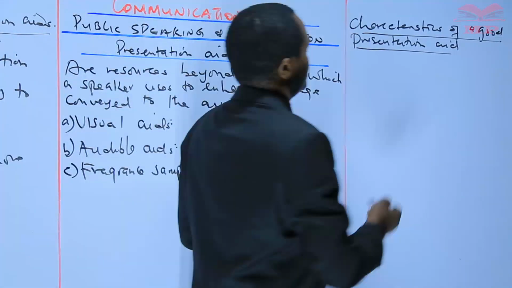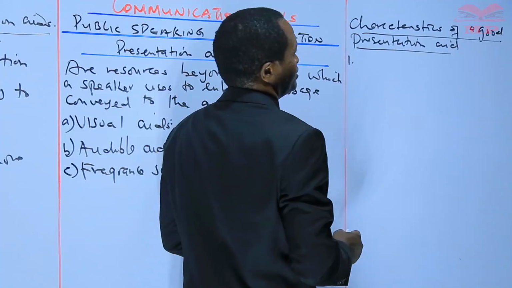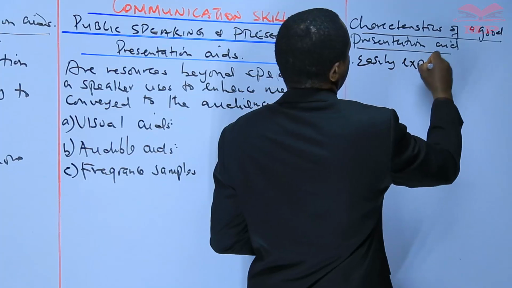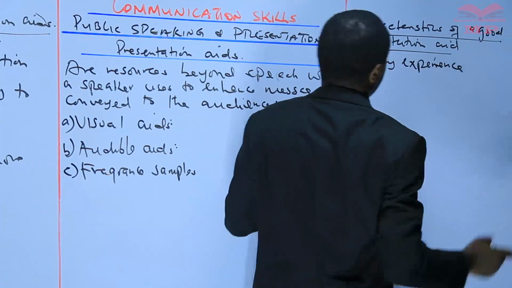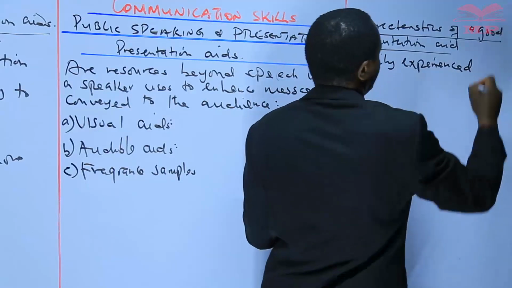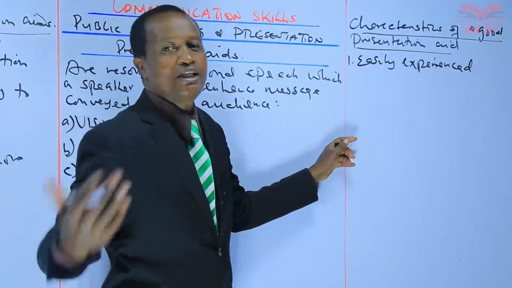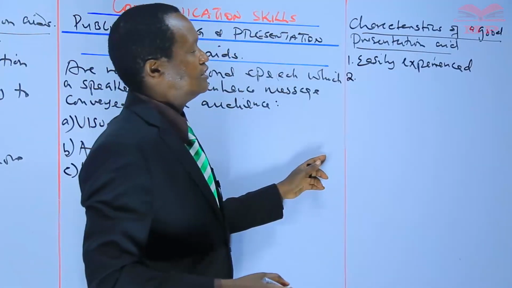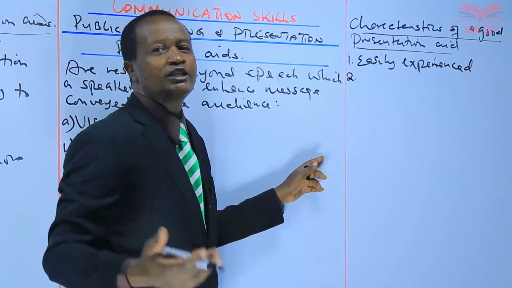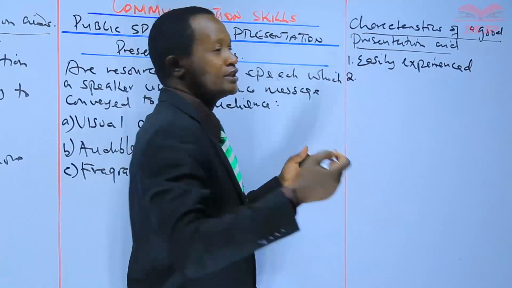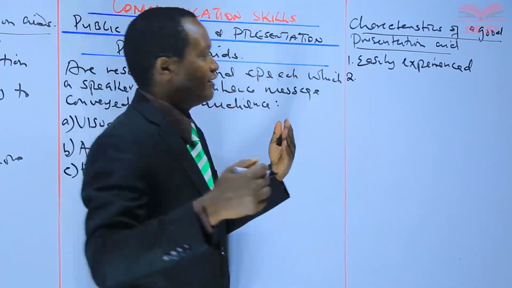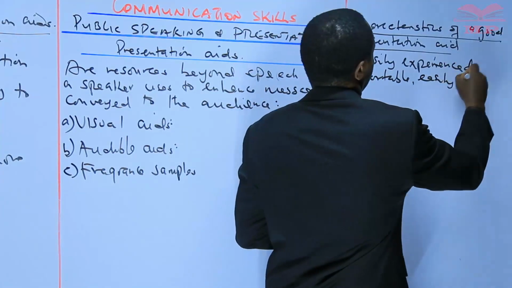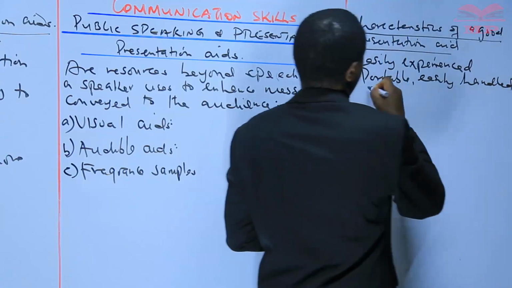The first one is that the presentation aid must be easily experienced by the audience. The second characteristic is that a good presentation aid must be portable, easily handled and efficient.